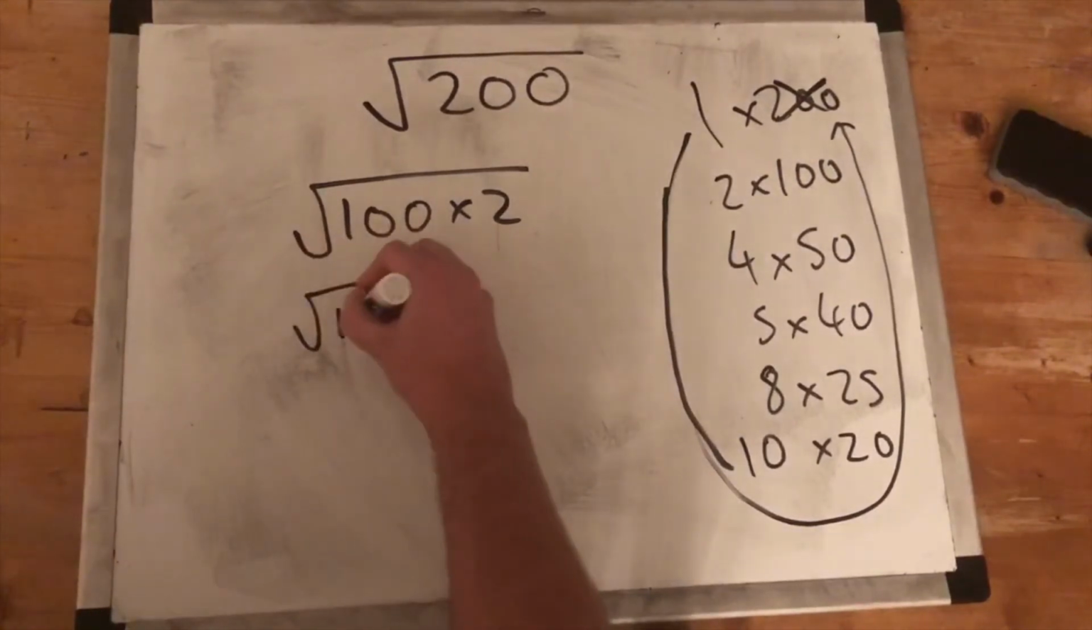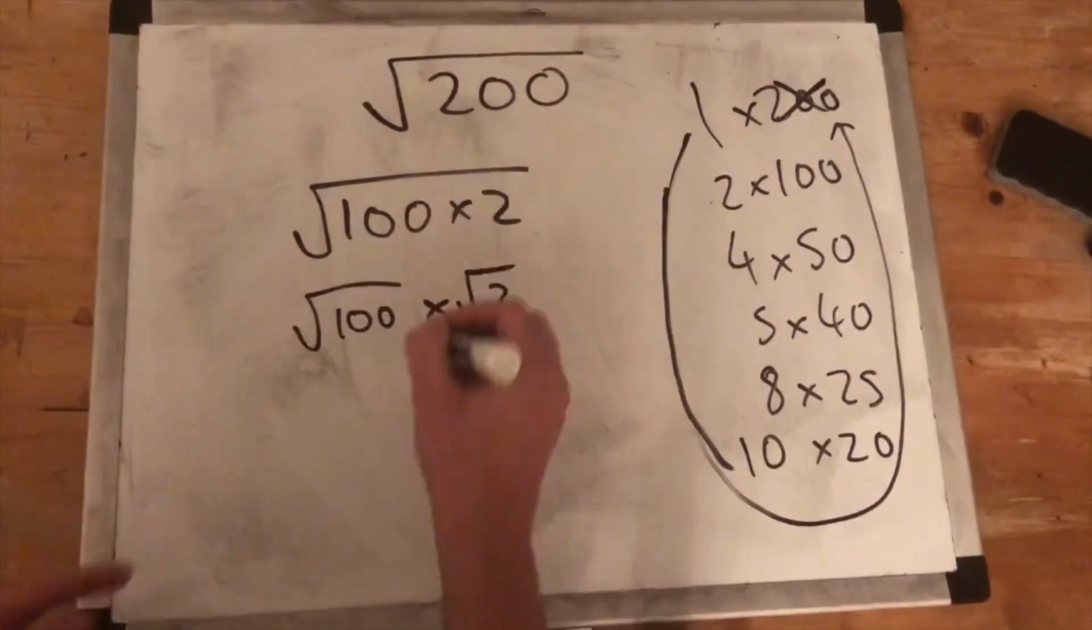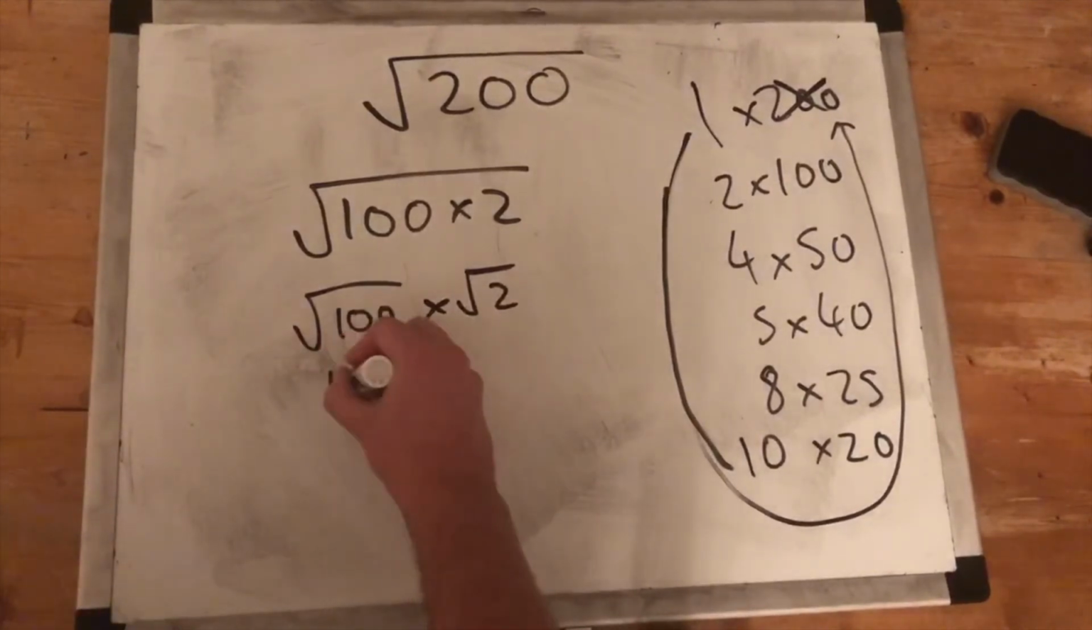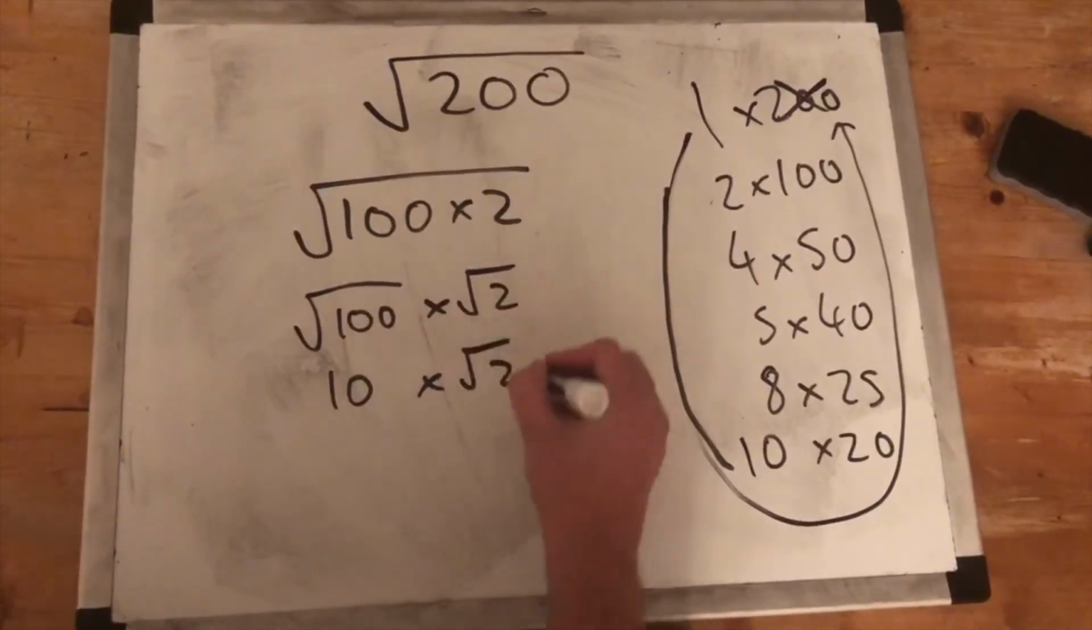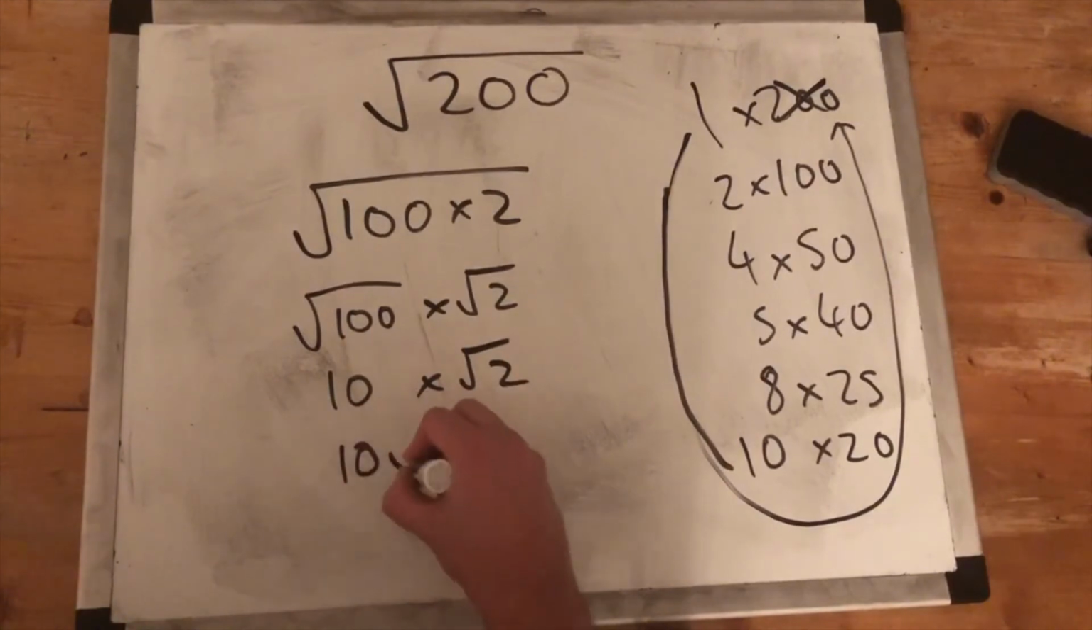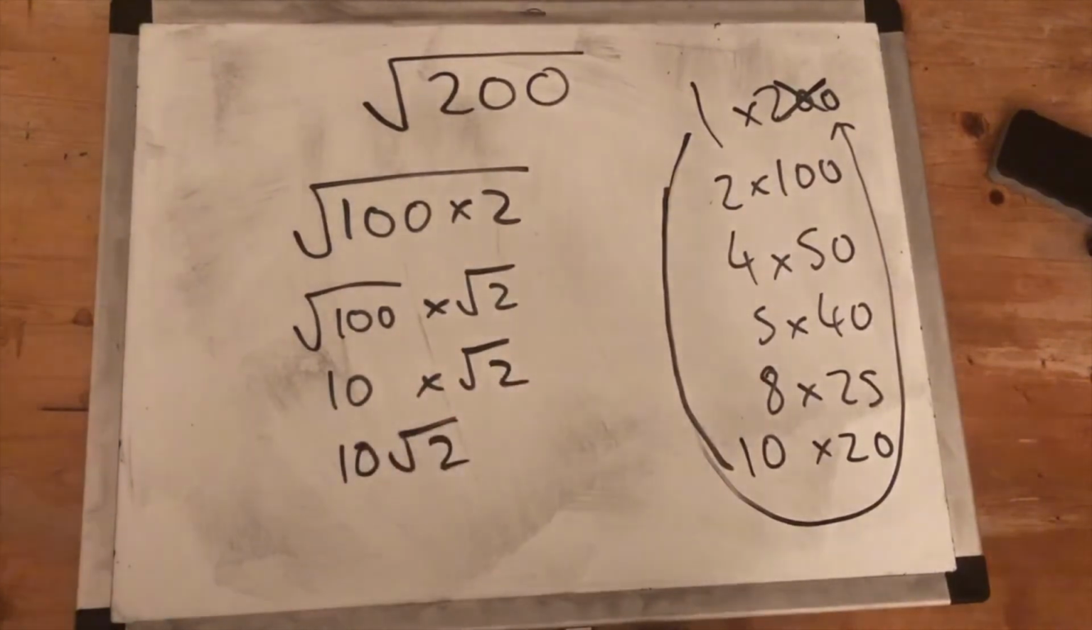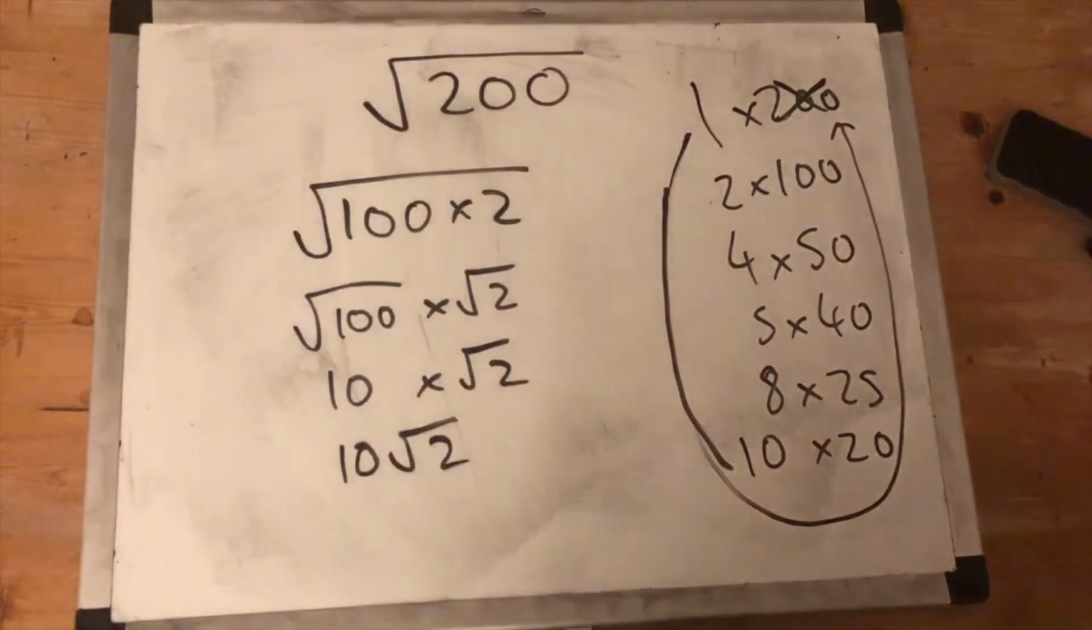Root 100 times root 2. Root 100 is 10, so 10 times root 2. And we don't need the multiplication sign. Our final answer in its simplest form, 10 root 2.